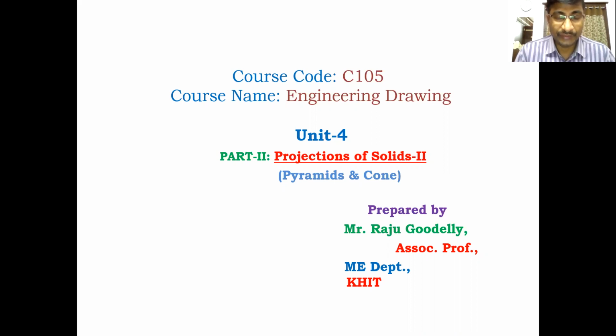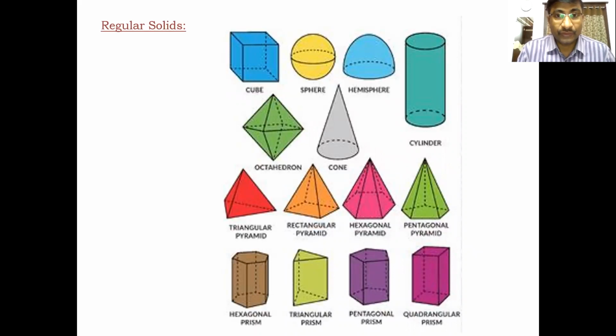What is meant by a pyramid and a cone? Already I discussed in the last class prisms, types of pyramids and cone, cylinder, types of solids. Once again, I will go through it. The prisms, pyramids and cone, these are the regular solids I discussed in the last class. Cube, sphere, hemisphere, cylinder, octahedron, cone. This is the triangular pyramid. These are the pyramids, and these are the prisms.